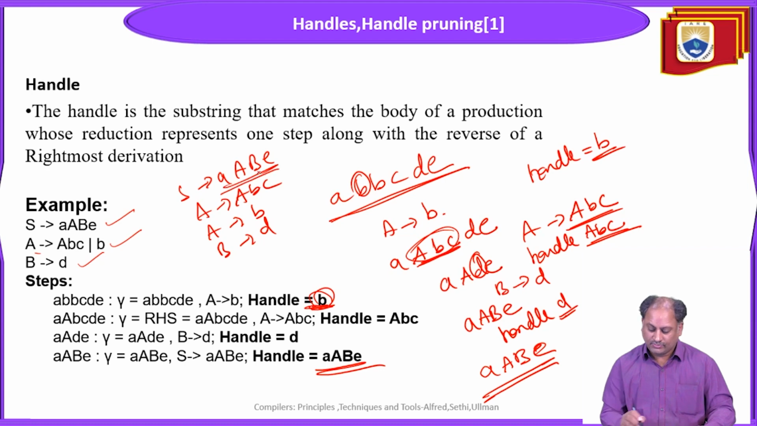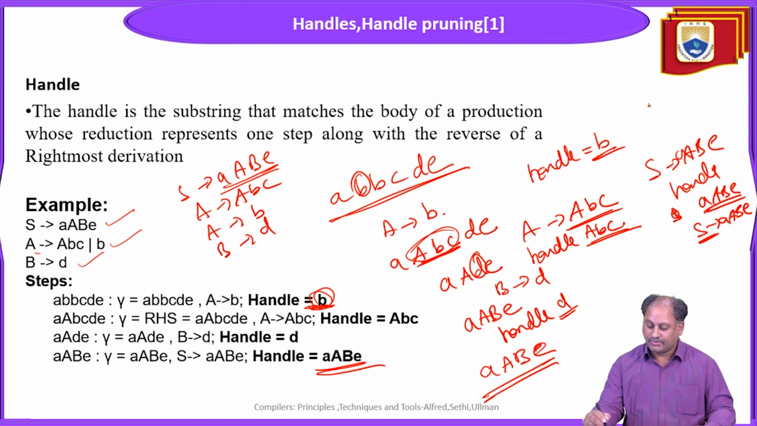Here S derives capital A, capital B, small a. Now what is the handle here? Small a, capital B, small e. What are we getting? Yes. So S is the replacement. That is the final substitute. So S derives small a, capital B, small e. Then what are we getting? The handle is small a, capital B, small e, and finally we got this.